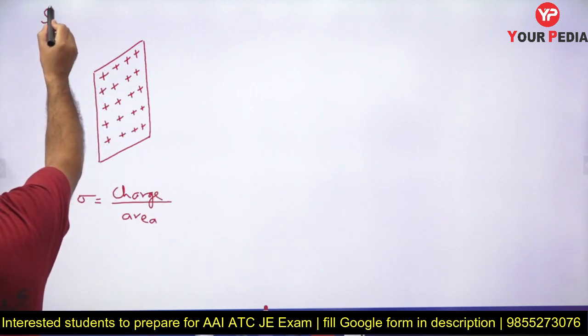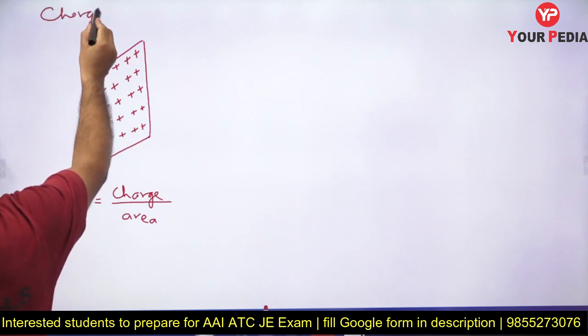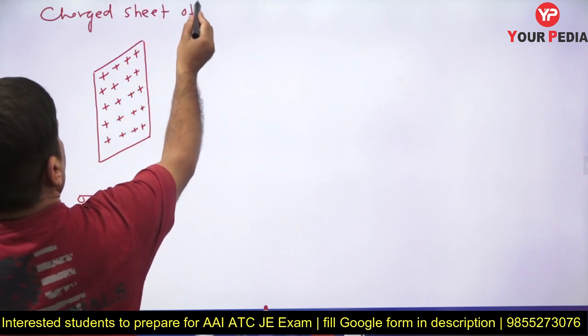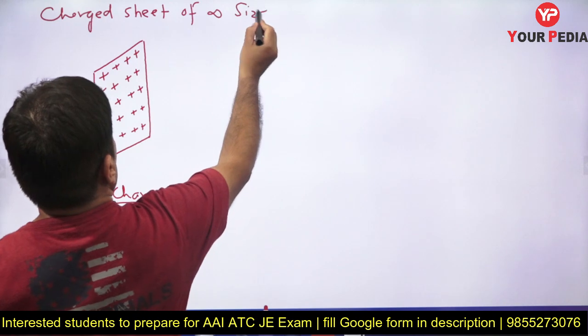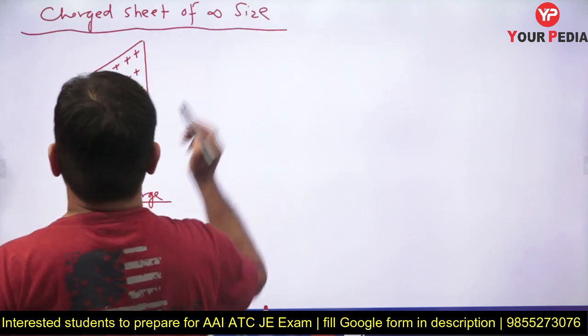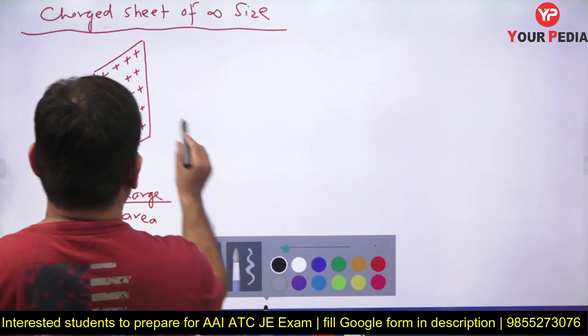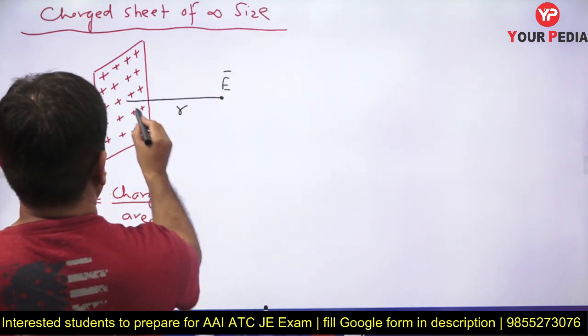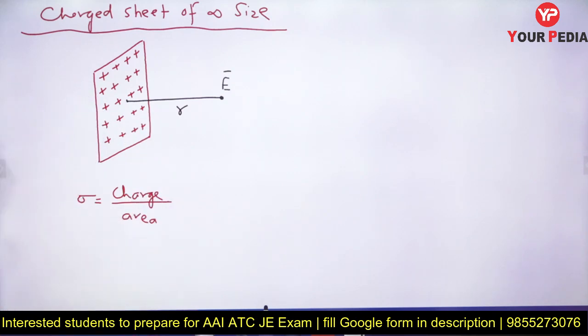So now we have got the charged sheet. This is the charged sheet of infinite size. Now can you find out the electric field, let us say, at a particular distance r? Suppose I want to find out what will be the electric field at distance r from this sheet, and you understand whether I calculate this side or this side, it is more or less the same. So what is the electric field at distance r from this particular sheet?